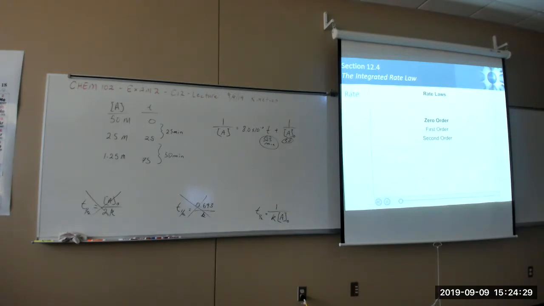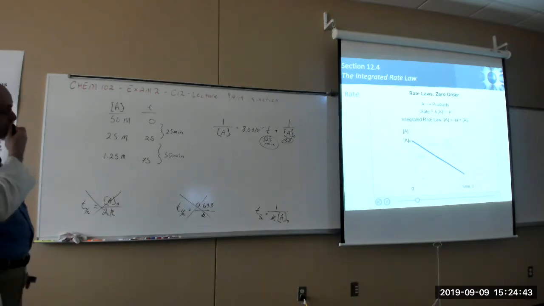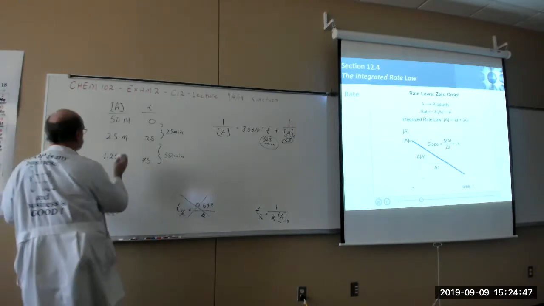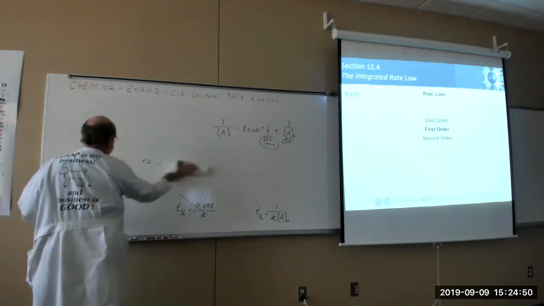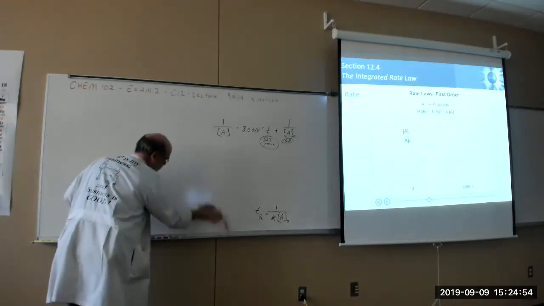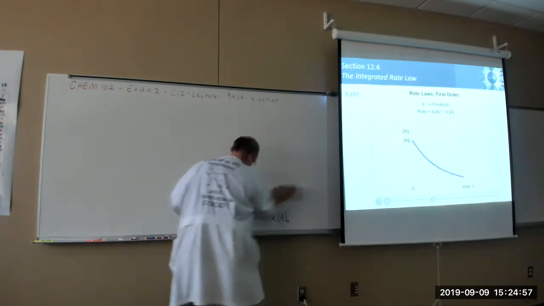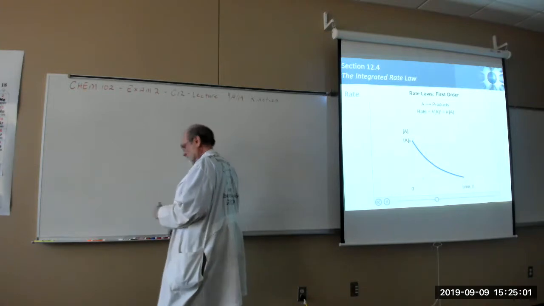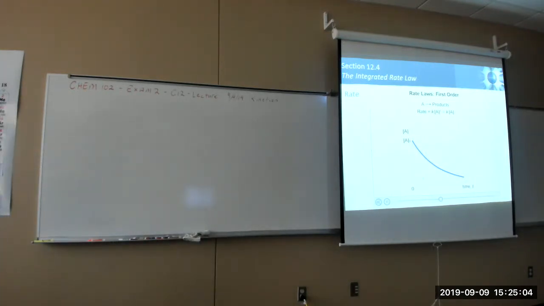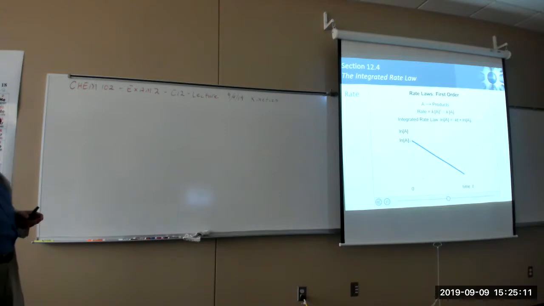Let's explore the differences between the graphical behavior of different reaction orders. In a zero-order reaction, the concentration decreases in a straight-line fashion as time progresses. The rate constant, K, can be determined from the slope of the line. In a first-order reaction, the concentration does not decrease in a straight-line fashion as time progresses. The graph of concentration versus time is a curve. If the concentration data is graphed as the natural log of the concentration versus time, the result is a straight line. The rate constant, K, can be determined from the slope of the line.